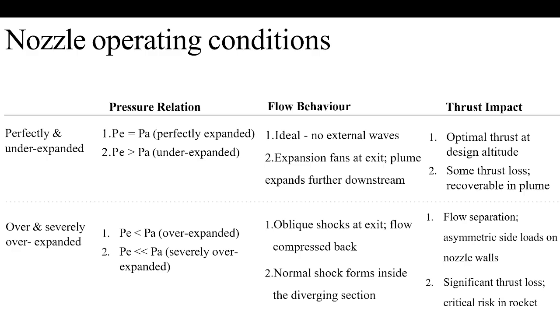Coming to the second case where PE is more than PA. Now when PE is more than PA, that is considered to be an under expanded nozzle. I will show it in the next one. So the flow behavior would be ideal, with no external waves, which are your shock waves or expansion fan at the exit. Now when we talk about plumes, I already told you the exhaust gases, the smoke or the gases coming out, are called plumes. So we get the optimal thrust at the design altitude.